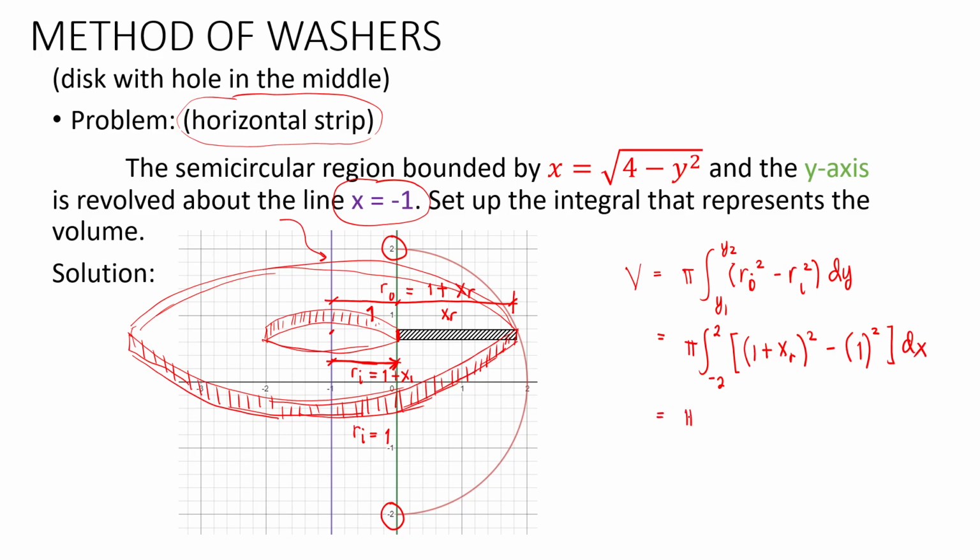So we have pi, then negative 2 to 2. This becomes 1 plus the square root of 4 minus y squared, squared, minus 1 squared dy. You can now plug this in your calculator and get the volume. Again, it may take some time because we are dealing with a radical expression.